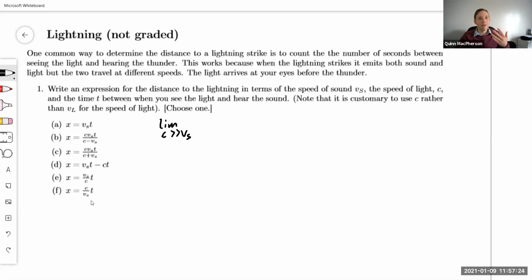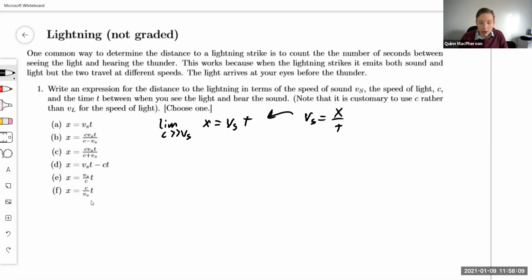If the light was much faster than the sound, the light would essentially get to our eyes instantaneously. Then the distance that the lightning is away from us would be entirely determined by how long it takes the sound to get to our ears. The light would just get to our eyes instantly. So then we could just use distance equals VST. This is just a rearrangement of Vs equals distance over T. So it's that same thing. Basically, if we're only worried about the speed of sound, then that should be the result.